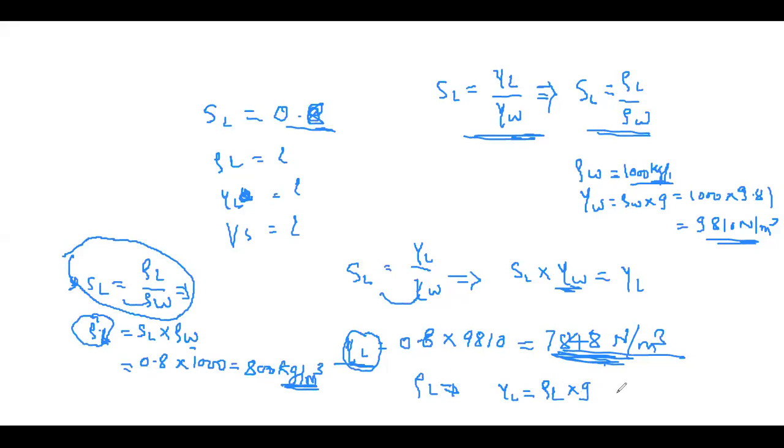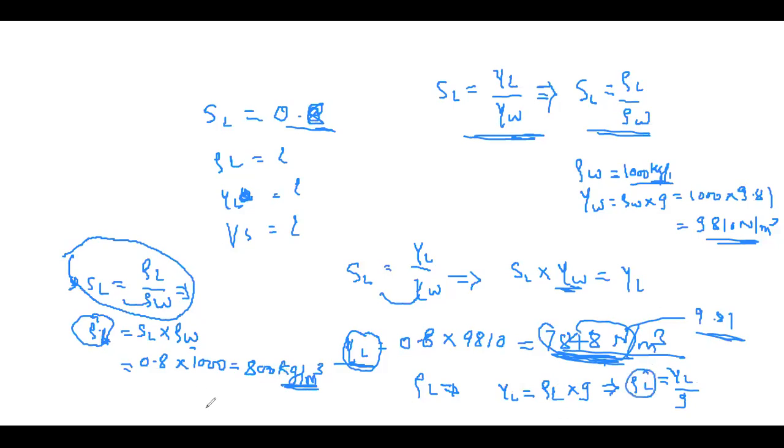Weight density is equal to mass density into acceleration due to gravity. So here you can directly use this formula and you will get the same answer. Rho L is equal to gamma L divided by g. Means you have to divide this value by 9.81 to get the value of rho L.